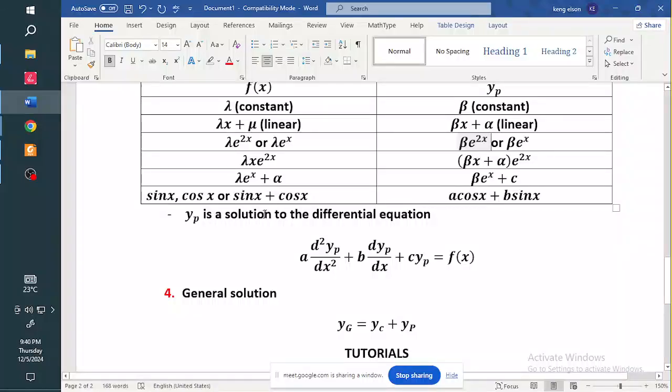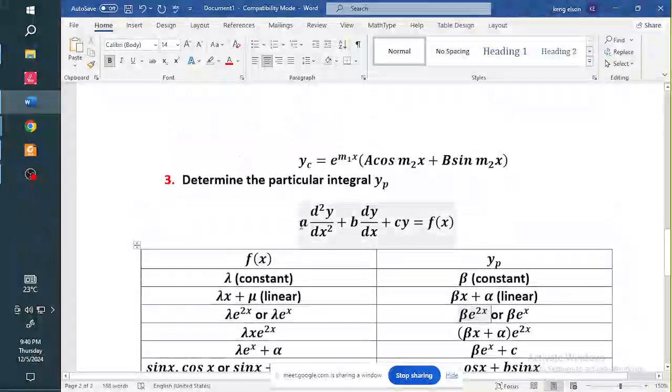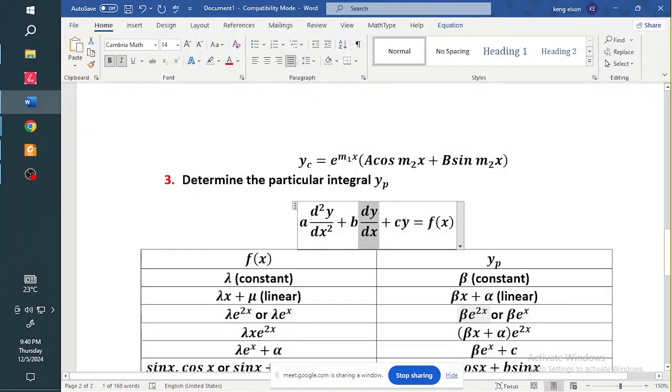Yp is a solution to the differential equation. That means that if you have this differential equation, y is a solution to the differential equation. That is why we have a times the second derivative plus b times the first derivative plus c times the function itself equal to f of x.